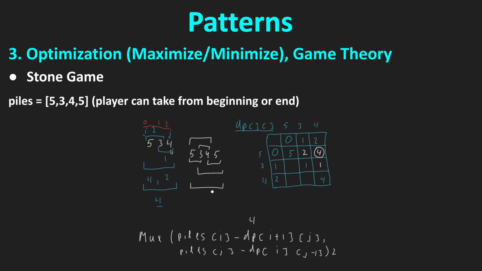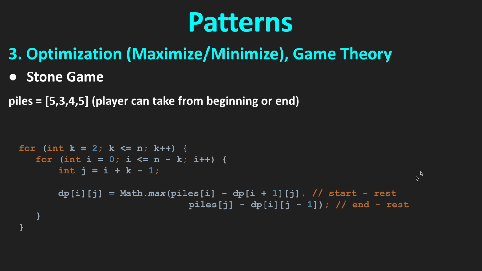And if we are starting from the end, in that case we are taking dp[i][j-1]. So if we are starting from here, then we need to get whatever value we have here, and we are taking the maximum of it. And if we look at the formula, that's exactly what we are doing.